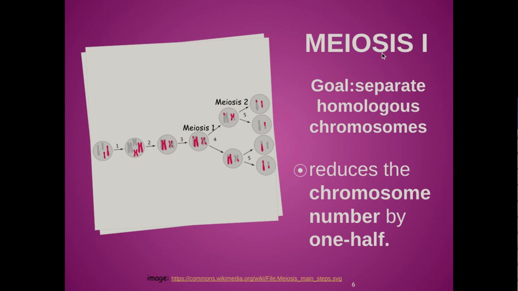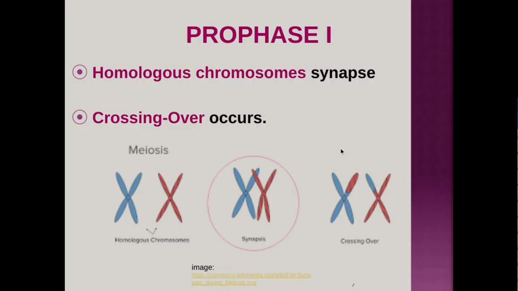All right, and then you can go into meiosis 1. The goal here is to separate homologous chromosomes and reduce the chromosome number by half. Here are the steps. So prophase 1, this is where homologous chromosomes have to find each other. This is totally different than mitosis.